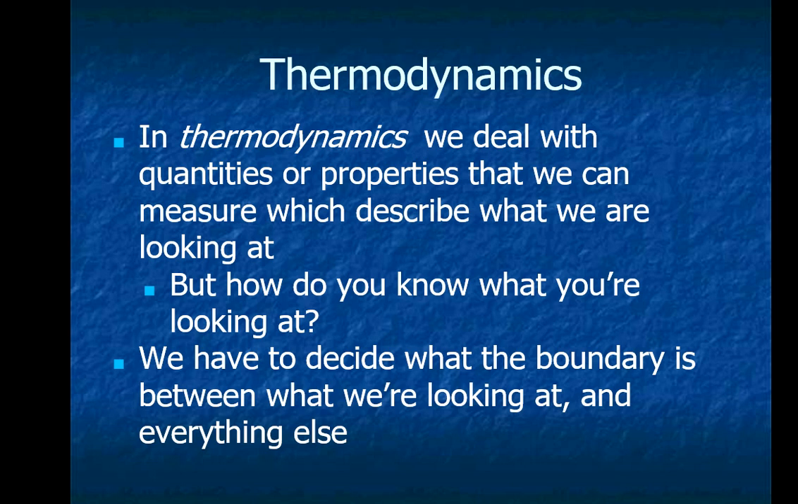Now, on the first day we met, when chemistry class first started, I told you that scientists basically do one thing. They make observations, and then they come up with ideas based on what they're seeing. Well, in thermodynamics, we deal with these quantities or properties that we can measure, and they help us to describe what we're looking at. But then we raise the question, how do you know what you're looking at? In thermodynamics, that's a fairly important distinction because we have to decide what we're focusing on and how that relates to everything else around it.